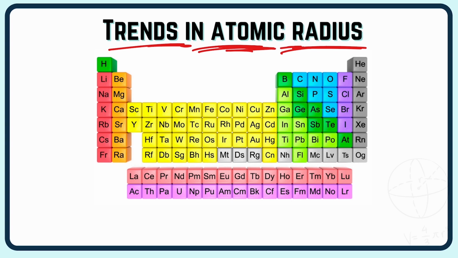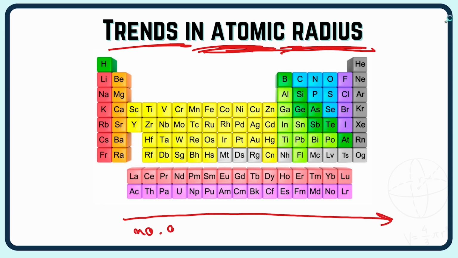The chance of questions coming from those topics or those numericals is very low, but they were important to understand these trends in atomic radius. So what are the trends in atomic radius in our periodic table? When you move in a period, what happens?